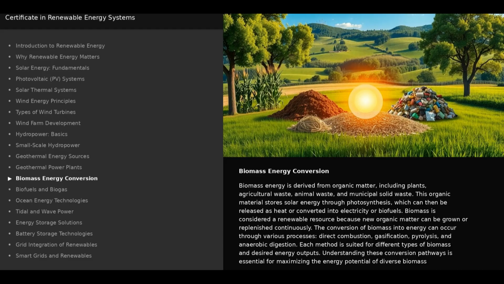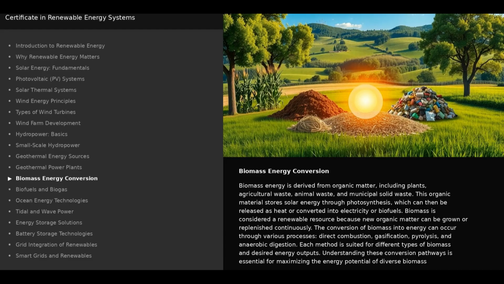Biomass energy conversion. Biomass energy is derived from organic matter, including plants, agricultural waste, animal waste, and municipal solid waste. This organic material stores solar energy through photosynthesis, which can then be released as heat or converted into electricity or biofuels. Biomass is considered a renewable resource because new organic matter can be grown or replenished continuously.